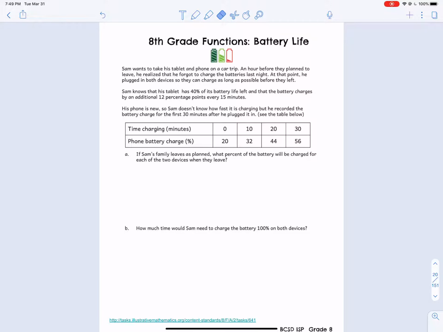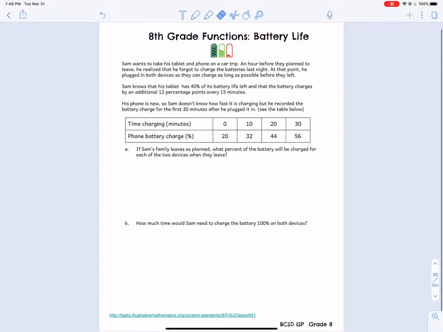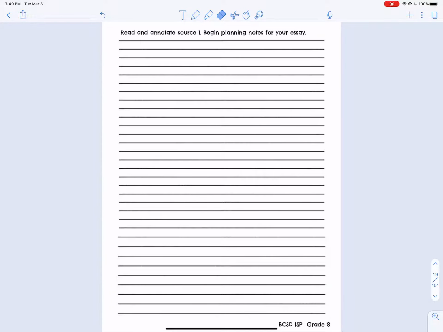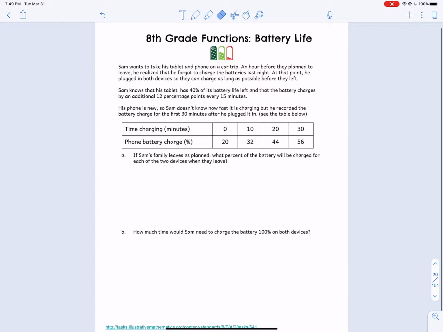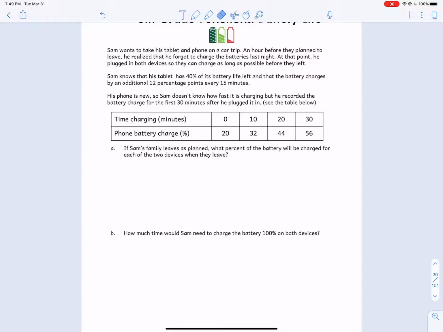All right, this is day one of the distance learning packet, and this is math. I'm not sure what page this is, but it's the first task in the math section. So this is 8th grade functions, and the task is battery life. You can read this, and you can pause the video if you need to take time to go over some things. But basically it says that he has two devices.